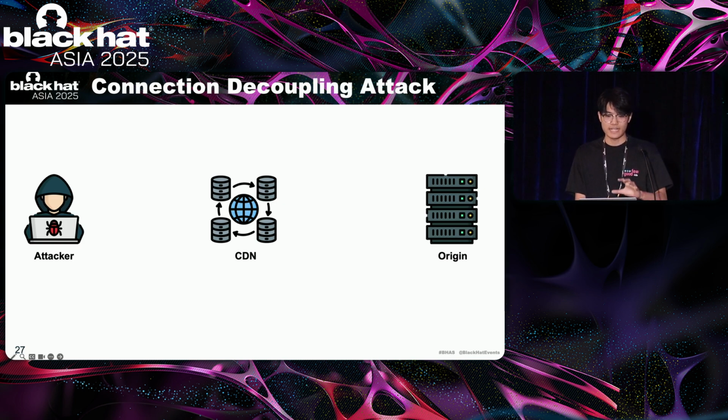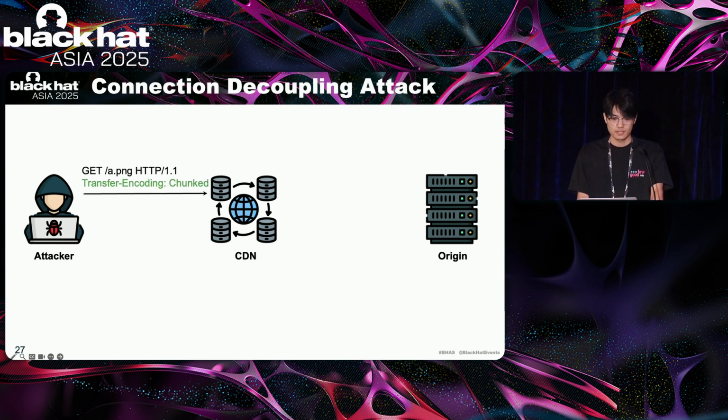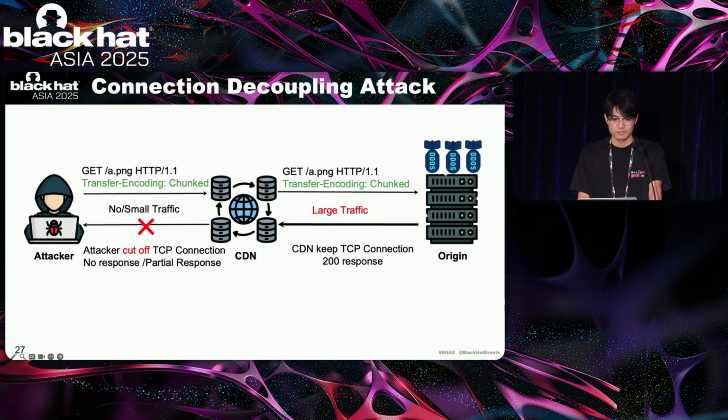So does this mean that this attack no longer works? Not exactly. Through our experimentation, we found that by using the Transfer-Encoding: trailer header, the attack becomes effective again. By bypassing the CDN cache and including this header in the request, the origin server continues to respond with the full resource even after the client disconnects. As a result, attackers can revive the connection decoupling attack by sending many such requests.